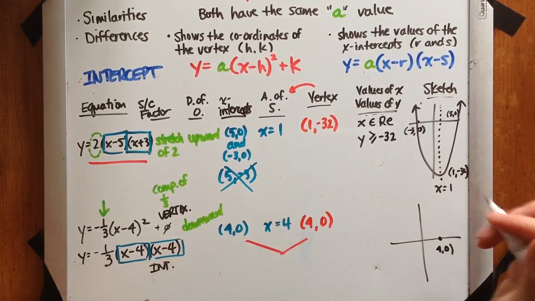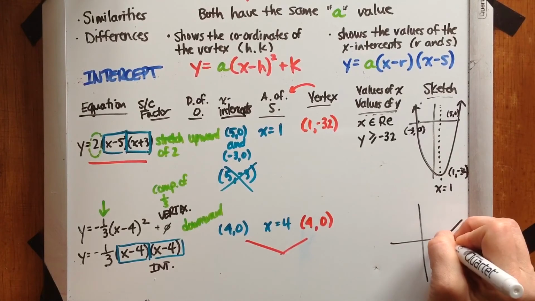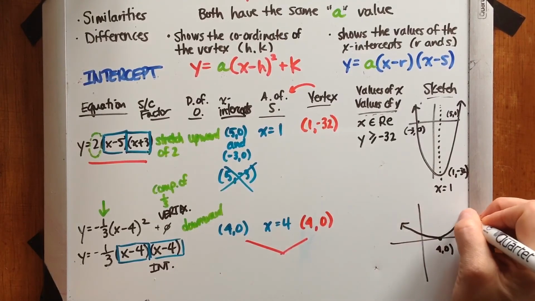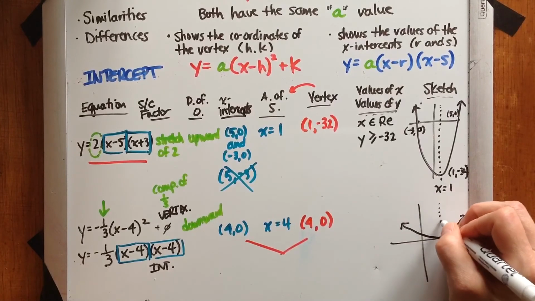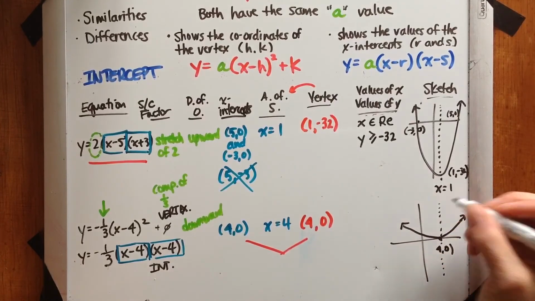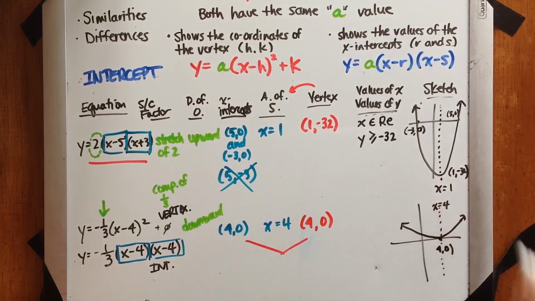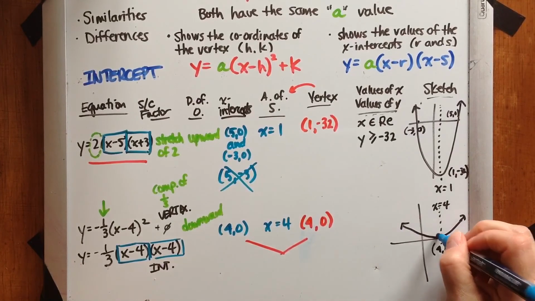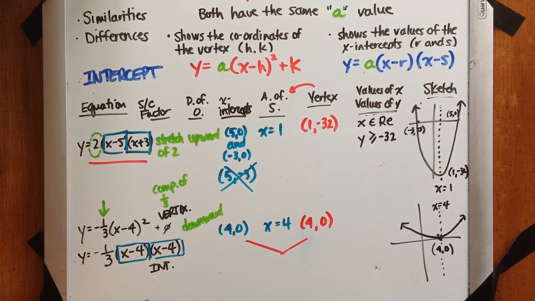We know that this thing's a little bit compressed, so I'm just going to make it generally wider as a sketch. We know that the axis of symmetry is x equals 4. And because this parabola's vertex is just touching the x-axis, not only is it the x-intercept, it is also the vertex. They are one and the same thing. And that's totally legit.